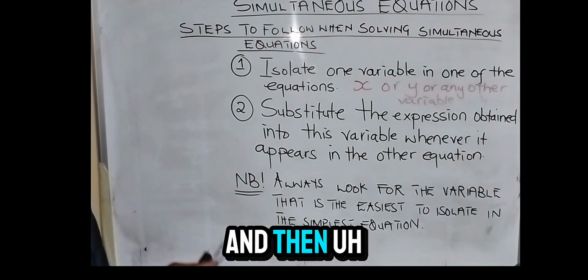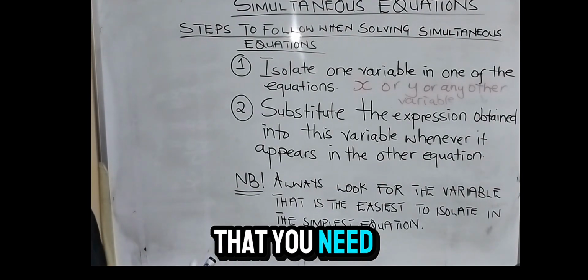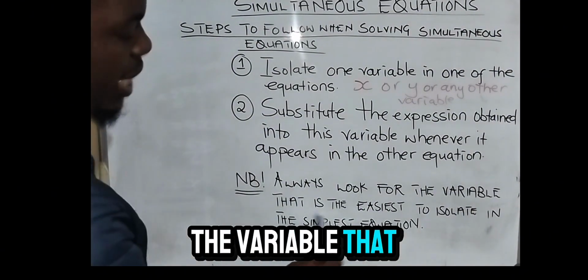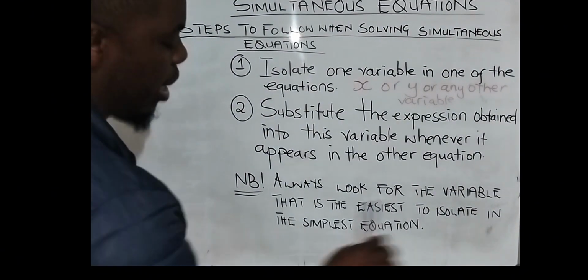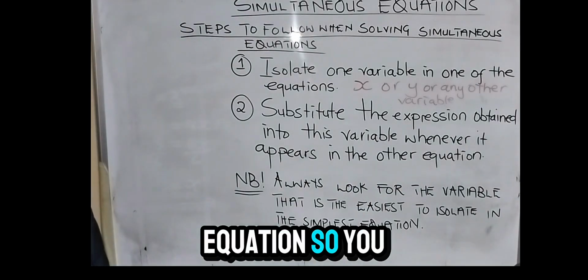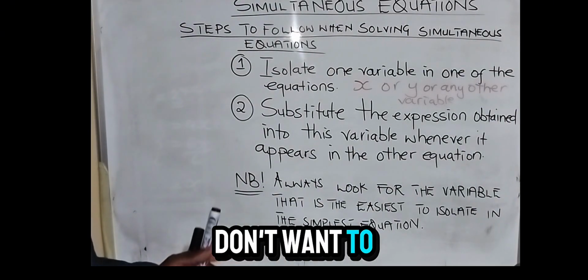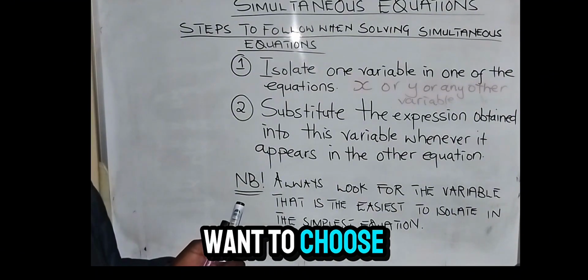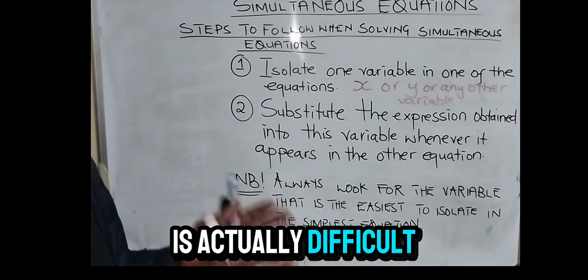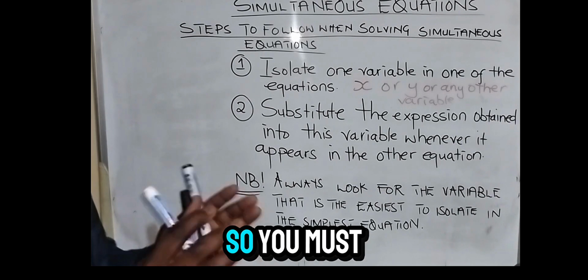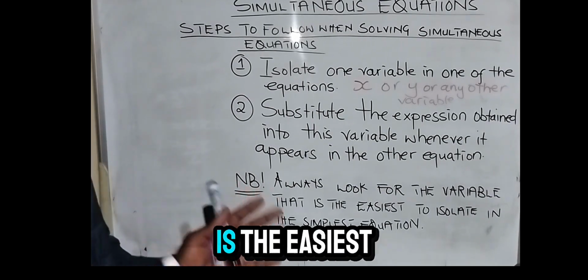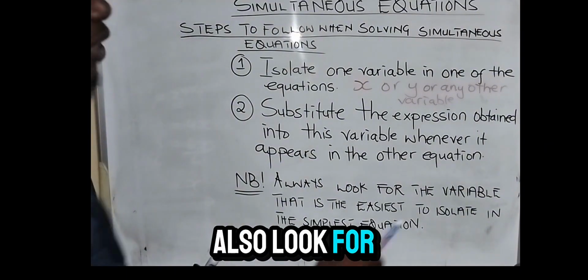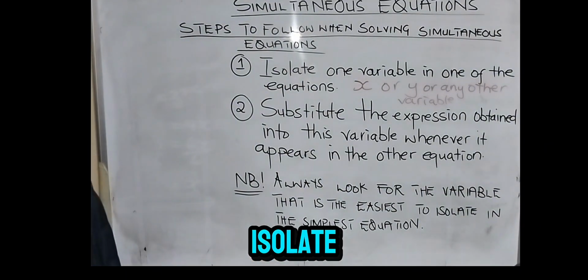And then what is the most important thing that you need to always check? Always look for the variable that is the easiest to isolate in the simplest equation. So you don't want to choose the equation that is actually difficult for you to solve. So you must always look for the one that is the easiest to solve, and also look for the variable that is easy to isolate.